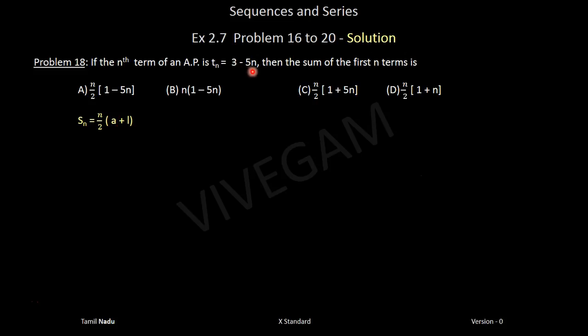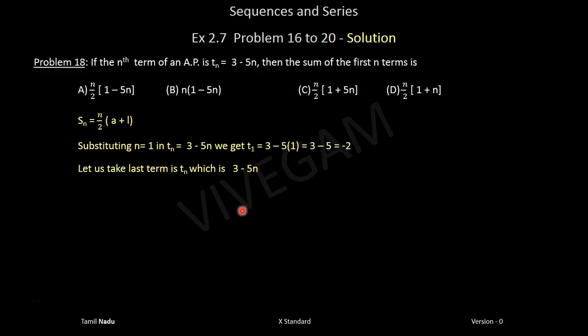So when you put n equal to 1, this will become 3 minus 5, that is minus 2. And the nth term, we'll keep it as it is. Then substitute those values here and simplify it. You should be able to get one of these options. So now let's try that. So substituting n equal to 1, we get Tn equal to 3 minus 5n, which will become 3 minus 5 into 1 is 5, right? So 3 minus 5, that is equal to minus 2. Now let us take the last term as it is, 3 minus 5n. So this is our L and this is our A. So substituting these 2 in this formula, you should be able to get the expression, the value of Sn.